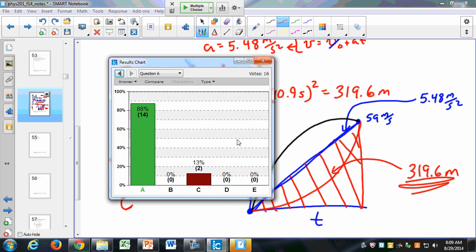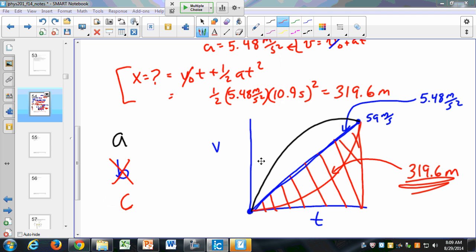A is right. All right, the black line is correct because the area under the black line is greater than the area under the blue line. So that area is going to be 402 meters or whatever it is.